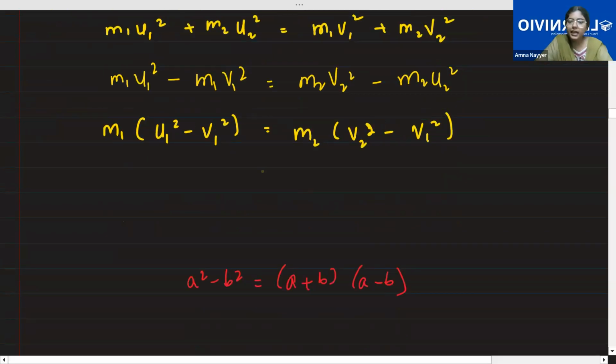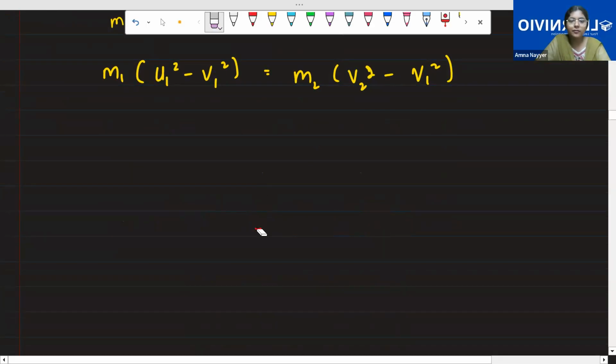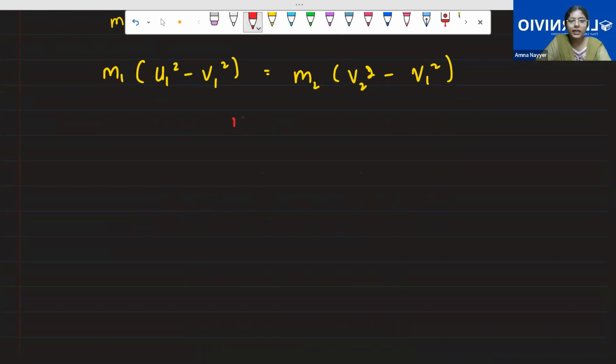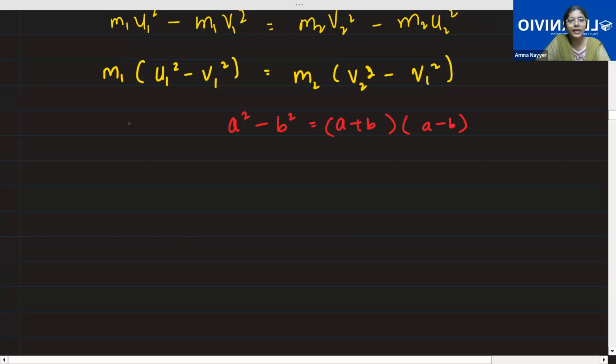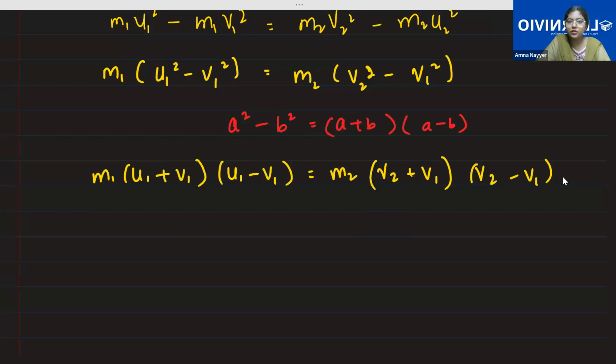Now here this is forming the identity a square minus b square. A square minus b square is a plus b into a minus b. This identity we can use. So I can say this will be m1 into u1 plus v1 into u1 minus v1. This is equal to m2 into v2 plus u2 into v2 minus u2. A square minus b square I have used here.